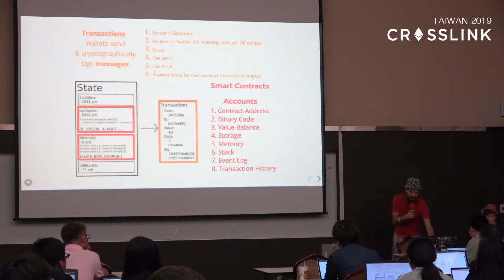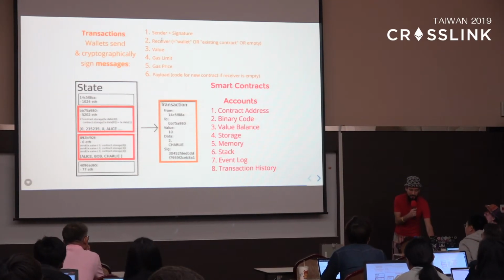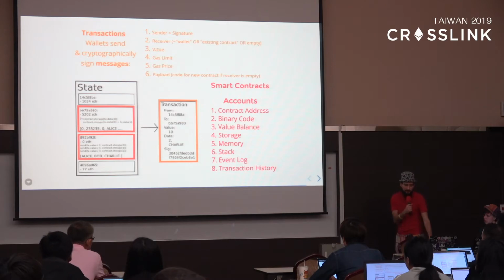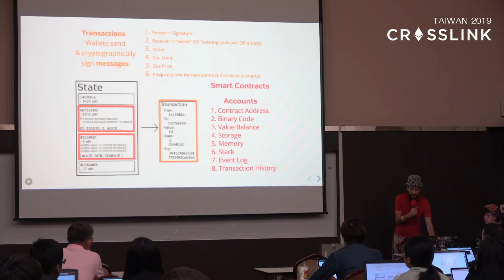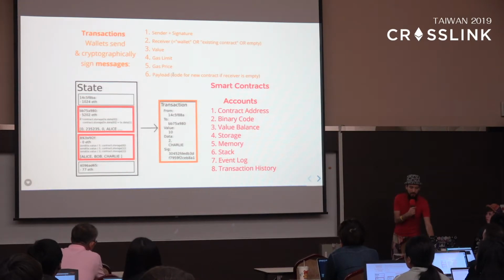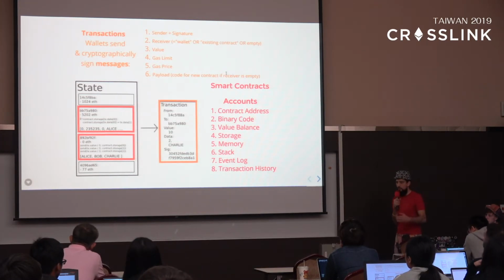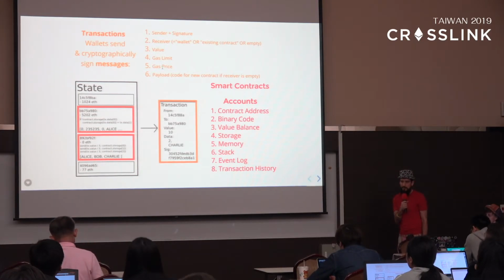All right. So then, again, a transaction has a sender, a receiver, a value, which is Ether, and a payload, which is data. If you don't have a receiver address, the payload will be code to create a new contract account, and you also set a gas limit and gas price.